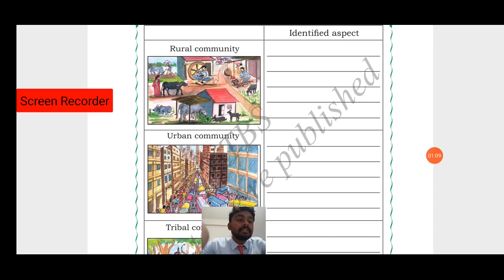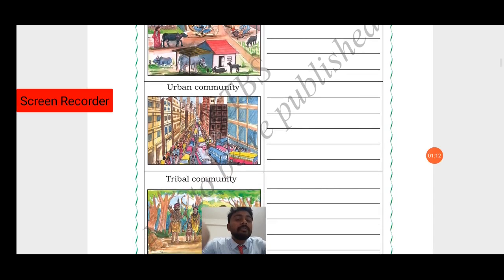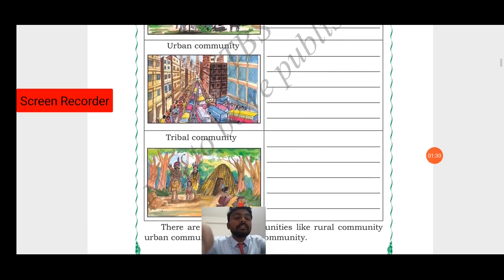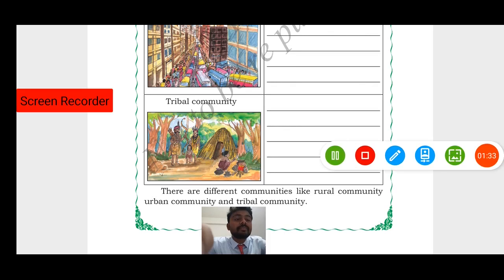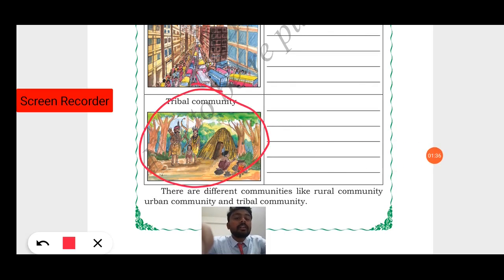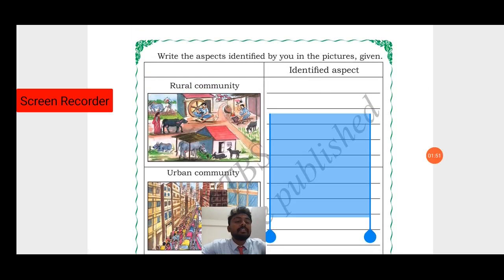And also you can see the downside, it is the urban communities. You can see the buildings, vehicles, bicycles, bus, human beings, and the road. In the second picture there is an urban community. Okay, now you can see the third one, there is a tribal community. You can see human beings, trees, rocks. It is a forest area. So we observe the three pictures.